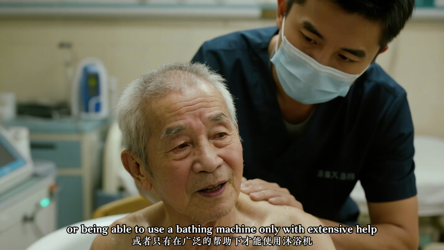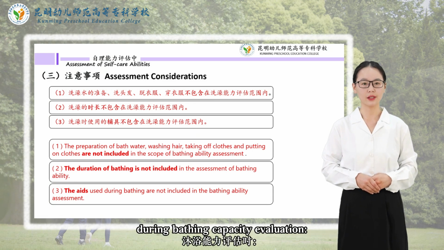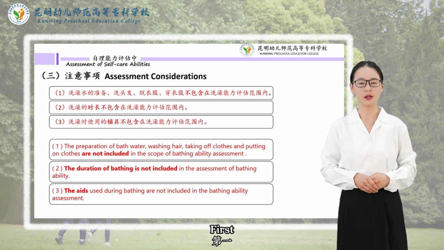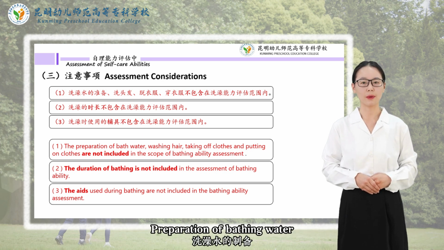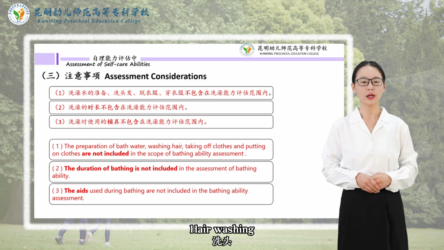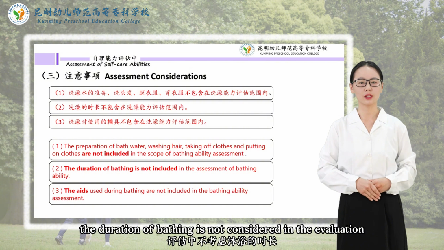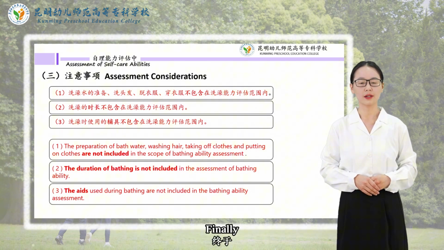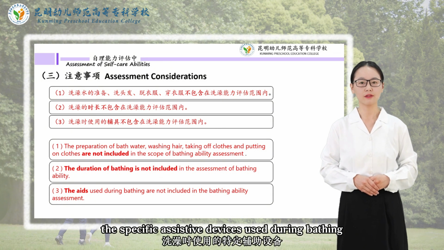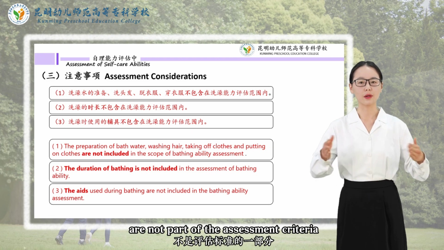Several key points require particular attention during bathing capacity evaluation. First, the following elements are excluded from the assessment scope: preparation of bathing water, hair washing, dressing, and undressing. Second, the duration of bathing is not considered in the evaluation. Finally, the specific assistive devices used during bathing are not part of the assessment criteria.